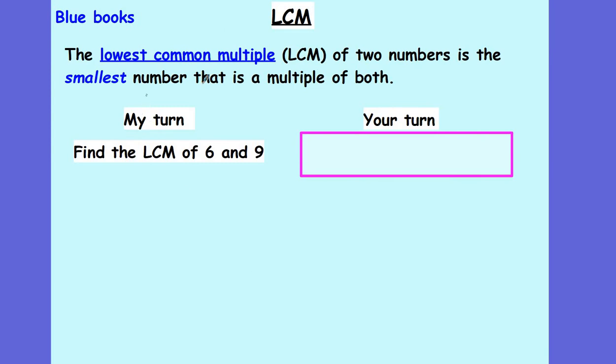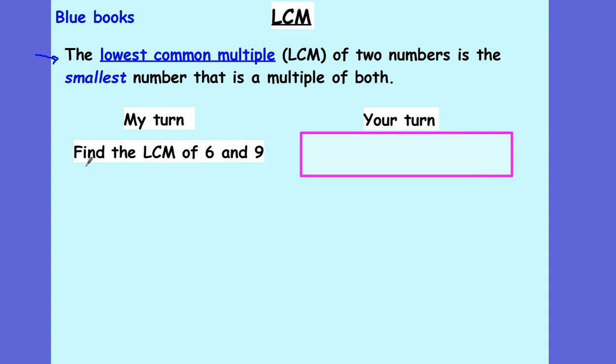So dark blue books out, can I have the title LCM? So this lesson we're going to be looking at lowest common multiples, which is abbreviated or shortened to LCM. The lowest common multiple of 2 numbers is the smallest number that is a multiple of both. Underneath the title LCM in your dark blue books, can you write this sentence here for me? And when you've done that, please pause the video while you do that, and then pens down and watching while I go through an example and then you go through an example in your dark blue books.